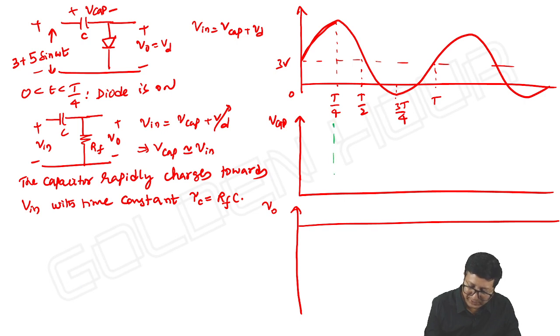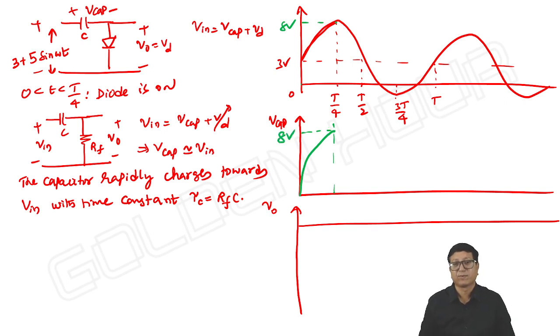The only concern here is that the capacitor voltage cannot rise abruptly. There is a small delay. But what is the peak amplitude of the input here? 3 plus 5, it is 8 volts. So the capacitor will rapidly charge up to 8 volts, up to the peak amplitude, not 5 volts. Capacitor will always charge up to the peak amplitude of the input.